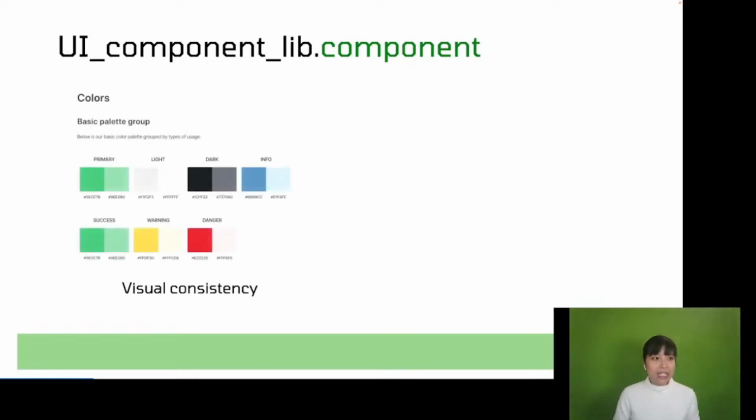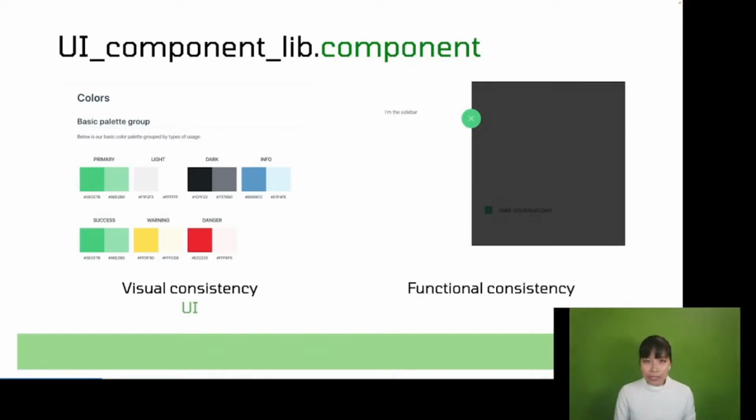What it means is the palette, the main theme of the component library, is called the UI. The second one is functional consistency, which means what users see is straightforward, they understand how it works, and it works as expected. Say a sidebar has an overlay and a button to close. You click on the overlay, it closes the sidebar. Click on close, it also closes the sidebar.